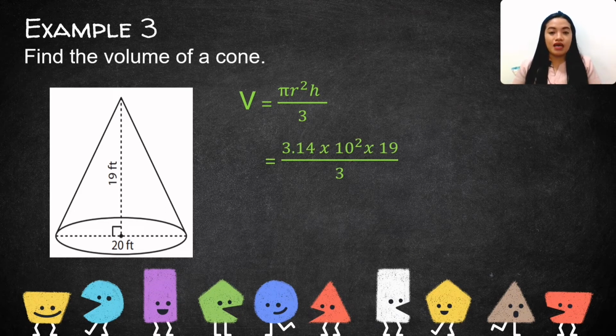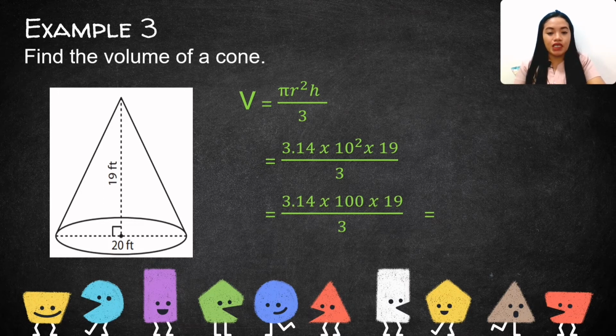So, applying or substituting all the given, pi is approximately equal to 3.14 times 10 raised to 2 because our radius here is 10. So half of 20 is 10 times 19 divided by 3. Bakit divided by 3 again? Kasi nga, regarding sa relationship ni cylinder and a cone, si cone ay 1/3 lamang ni cylinder.